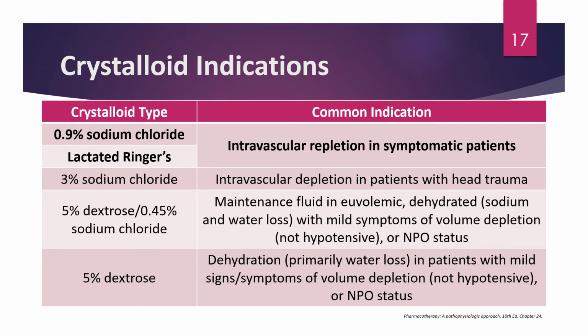Additionally, we could use dextrose containing solutions. These are usually used in patients that have dehydration, primarily water loss, in patients with mild symptoms of volume depletion. So mild or moderate symptoms mean that the patient is not hypotensive, usually. We don't want to give these types of fluids to patients who are hypotensive because they will not stay in the vasculature as much as a normal saline or lactated ringer solution would.